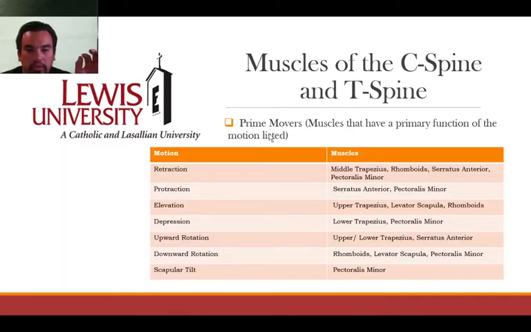Just a chart here to look at. Our prime movers are the muscles that have a primary function of the motion listed. So in this chart we look at retraction, and these are the prime movers. These are the ones that are most responsible for it. While there are others that help with that force coupling, these ones are the ones that actually have the most responsibility for the motion.